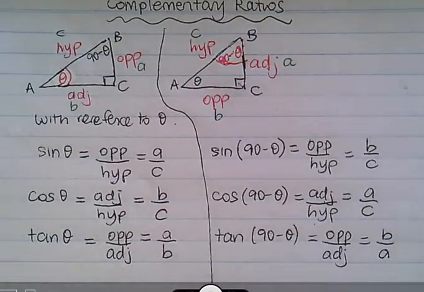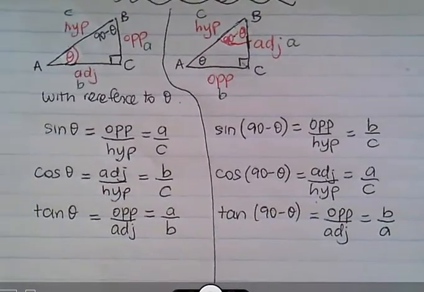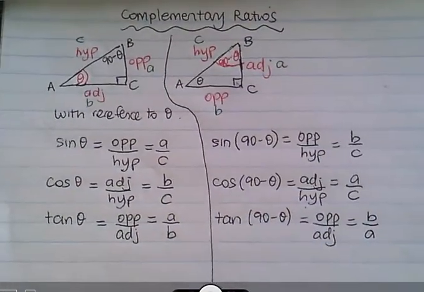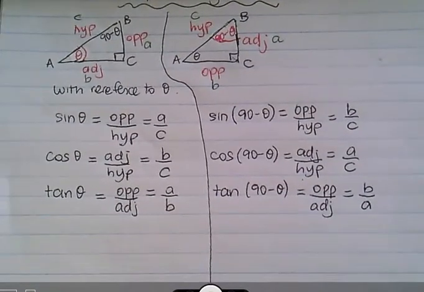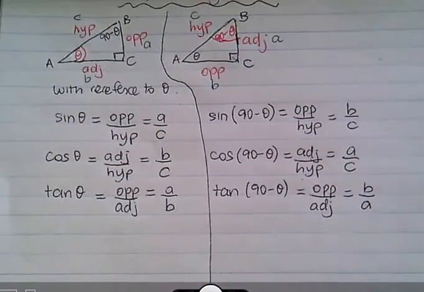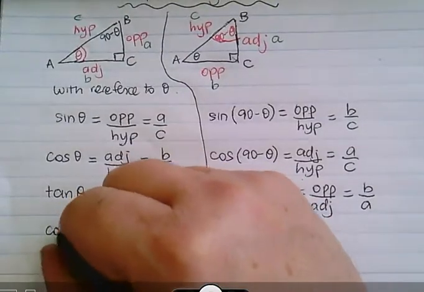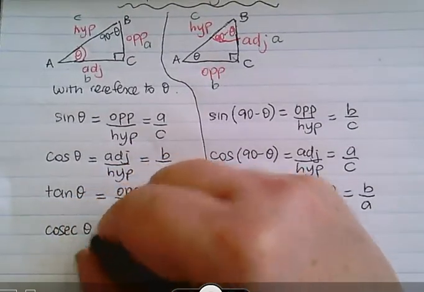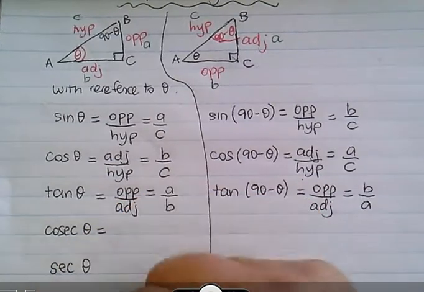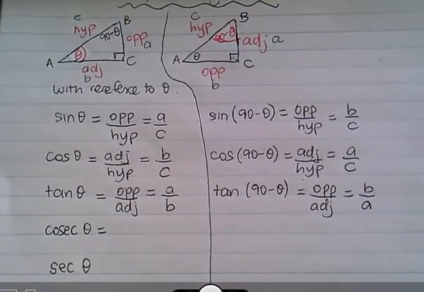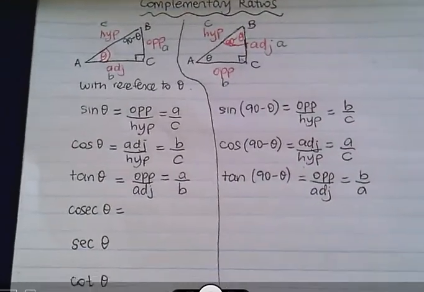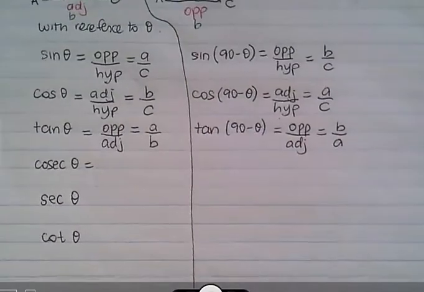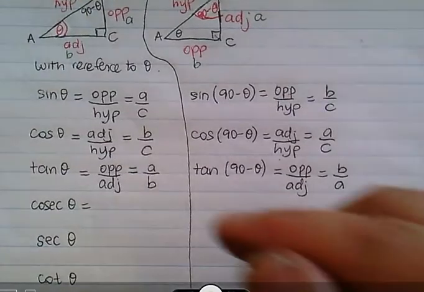Now, we can already see some that are the same. I still need to do the other ratios, so I might just do them first. I need to do cosec, sec, and cot. Okay, so cosec. Here we go. Cosec theta.